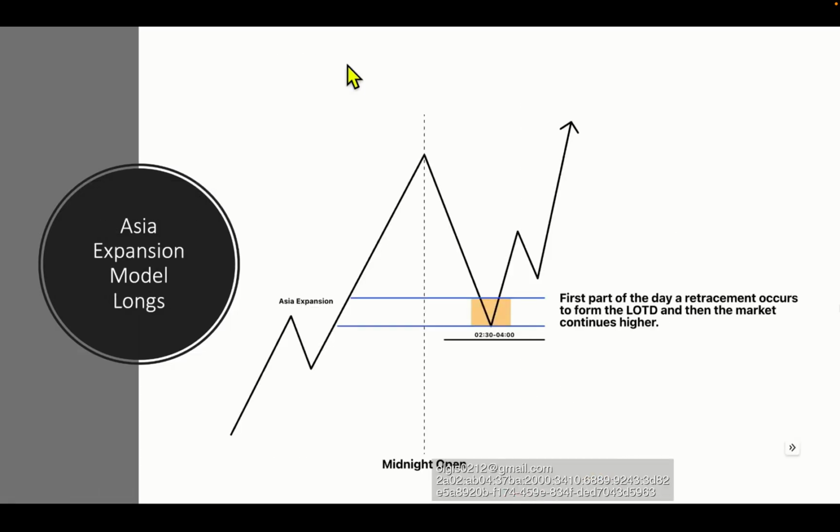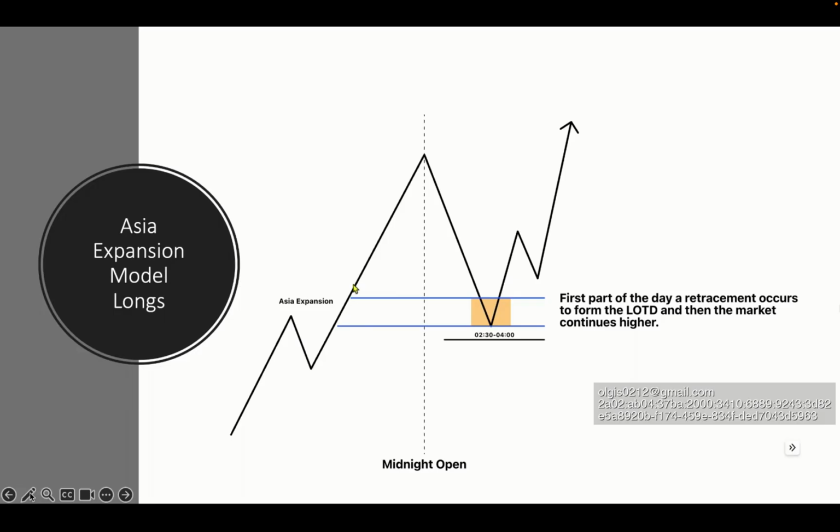The next model will be that Asia expansion model, but now for longs. This model occurs when we see an expansion leg during the Asia session. We want to see a manipulation leg lower originate from the midnight opening, and then we want to see price trade into an imbalance that formed during Asia in a discount during 2:30 to 4 a.m., where we will be looking for a lower time frame smart money reversal to occur to target buy side liquidity next.